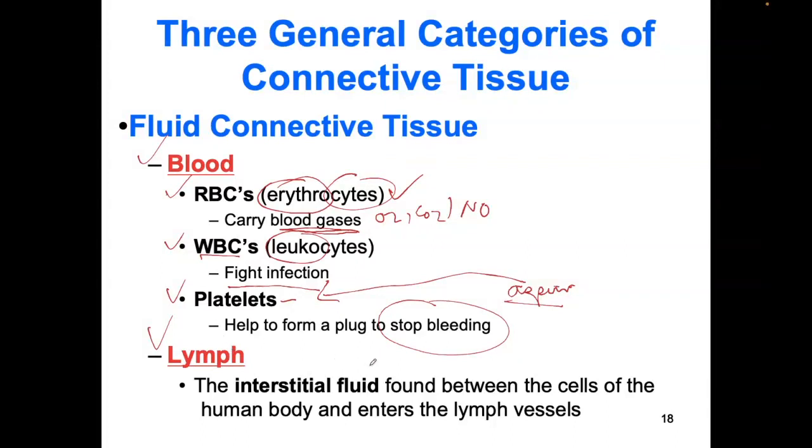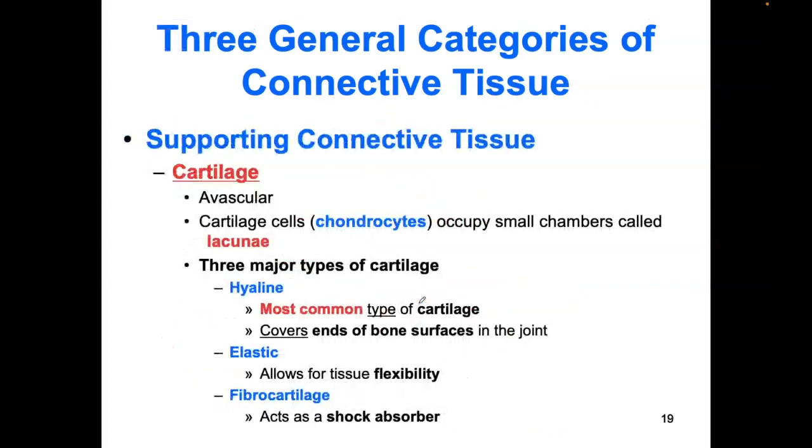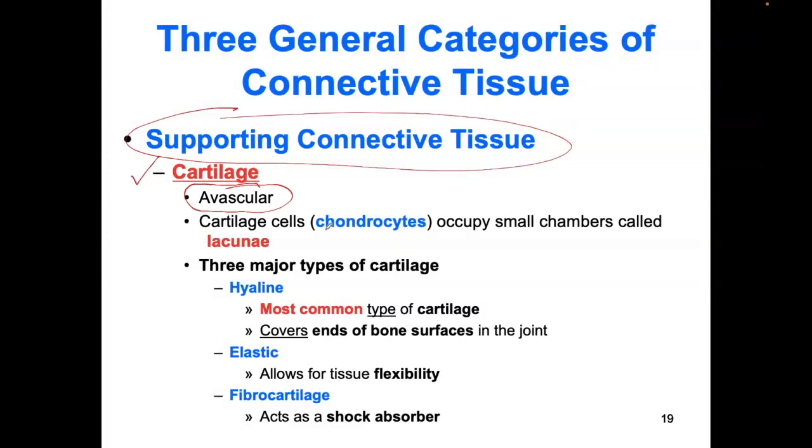Lymph is the interstitial fluid that's found between the cells of the human body, and these are going to enter lymphatic vessels. So blood and lymph are fluid connective tissue. Now let's talk about supporting connective tissue. When we think of supporting, we're going to think about cartilage and bone. Cartilage is avascular, meaning poor blood supply.